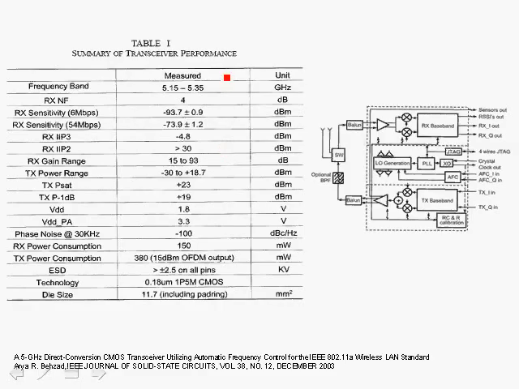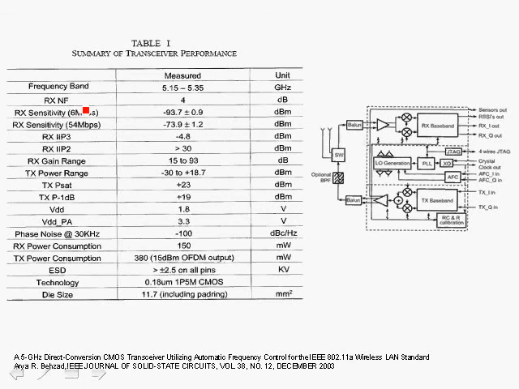Here's a nice result from Broadcom in which they actually manufacture a transceiver, a CMOS transceiver using direct conversion architecture at 5 gigahertz, and a simple block diagram is shown over here. We see the direct conversion receiver and the direct conversion transmitter.